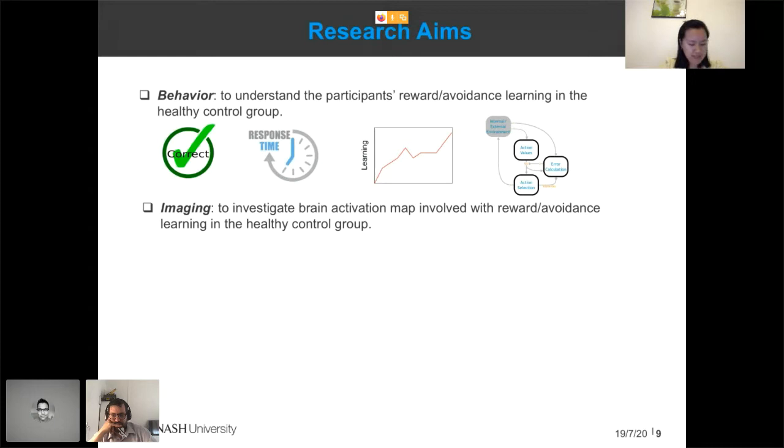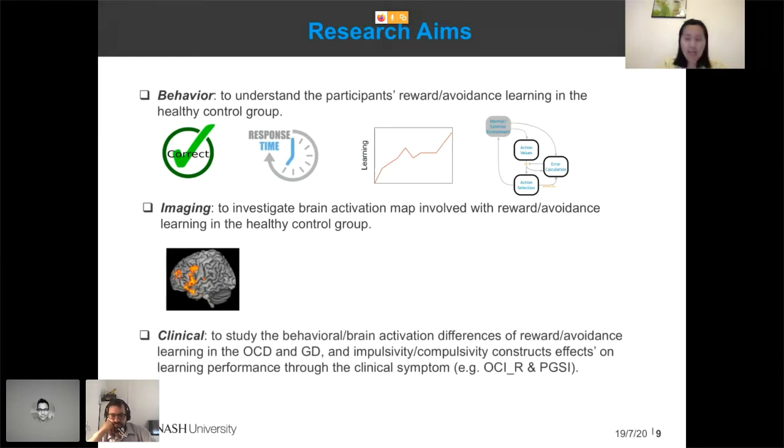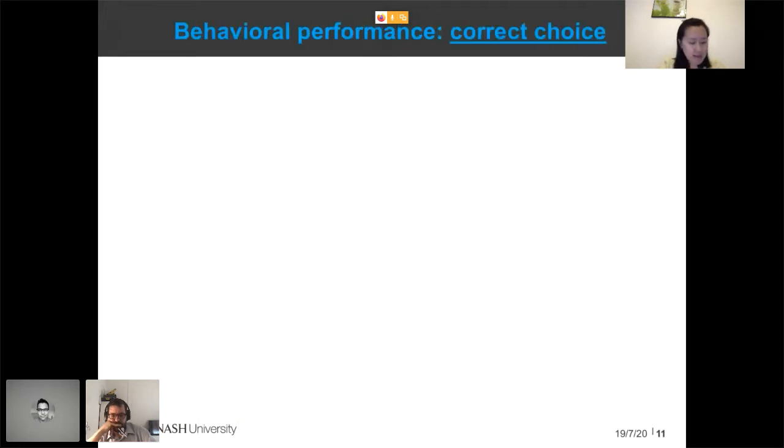Then the behavioral analysis, as well as the modeling and imaging regression, will be applied to the clinical groups to study the behavioral and brain activation differences of reward and avoidance learning in OCD and GD, and also the effects of the impulsivity and compulsivity constructs on learning performance through the clinical symptoms. At the behavior level, I will present findings from my first year, including participants' group choice, response time, and learning curve, and in the second year, model fitting to the behavior data.